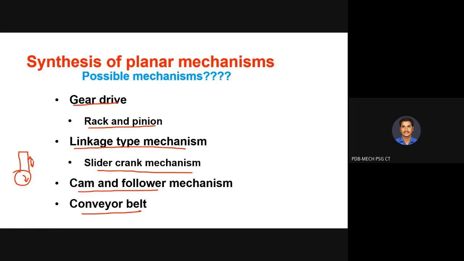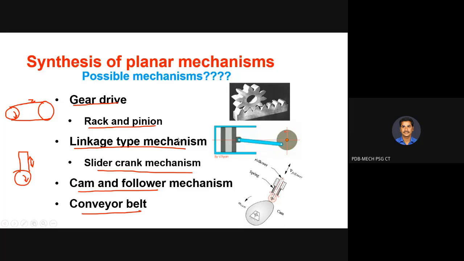Then conveyor belt. A conveyor belt is rotary; there are two pulleys, and the belt connects them. So this rotary motion is converted into linear motion of the belt. So we can tell some examples. Please see the images here. Gear drive, that is rack and pinion: the pinion is given input and the rack is moving linearly. In linkage type, the slider crank: the crank is rotating and the slider is reciprocating, so rotating motion is converted into linear motion. And cam and follower: the cam is rotating and the follower displaces linearly.